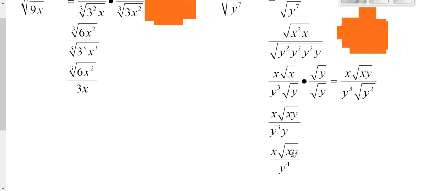There's nothing I can do to the top because I have a square root, which is an index of 2 in front, even though it's not written, and these exponents on my x and y are both 1, which are smaller.